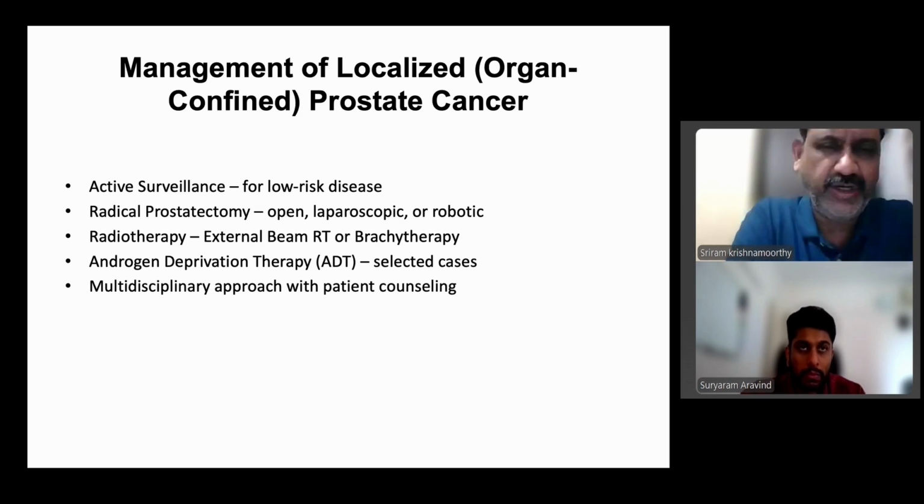You don't give a standard dosage of radiotherapy to the entire prostate gland. You identify the areas which need more radiation, target them with higher radiation cover. So that is why it's called conformal radiotherapy, also called intensity modulated radiotherapy. And then androgen deprivation again in very select instances. Don't say that for all patients with organ confined prostate cancer.